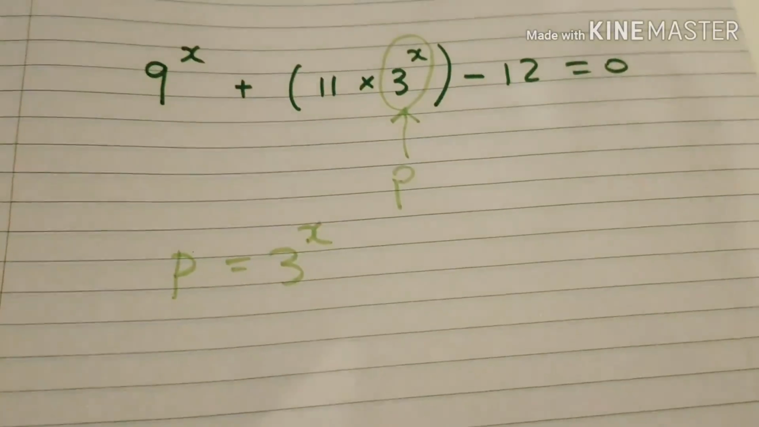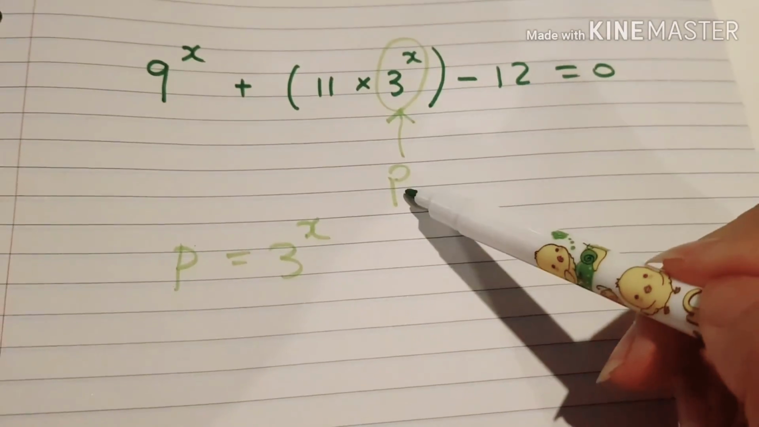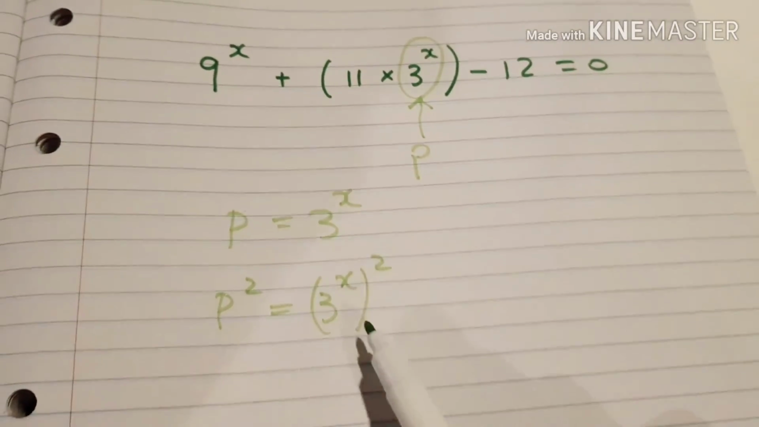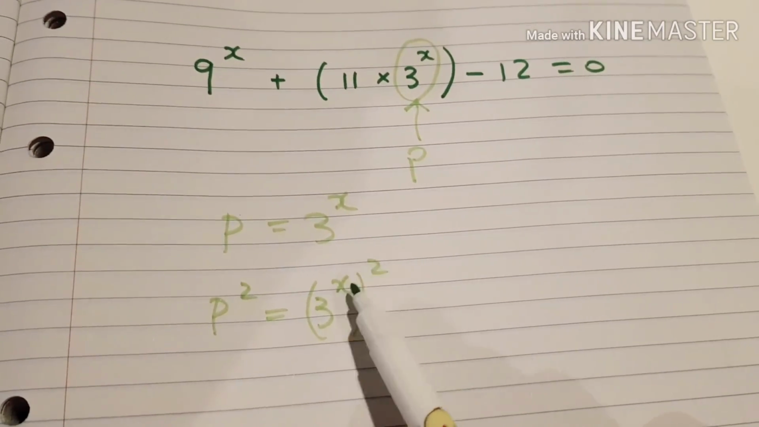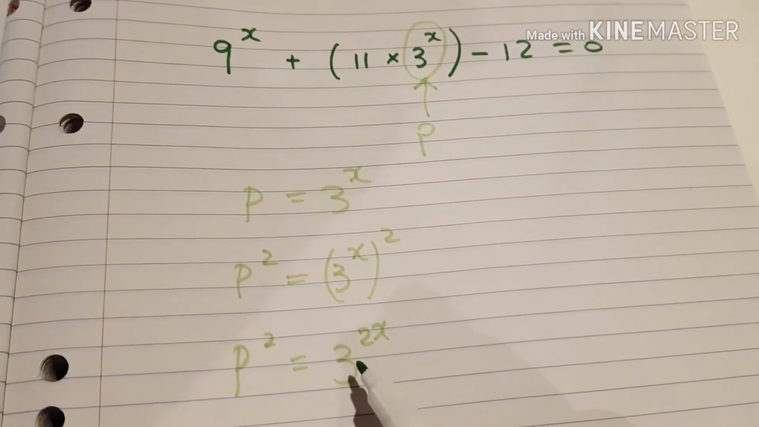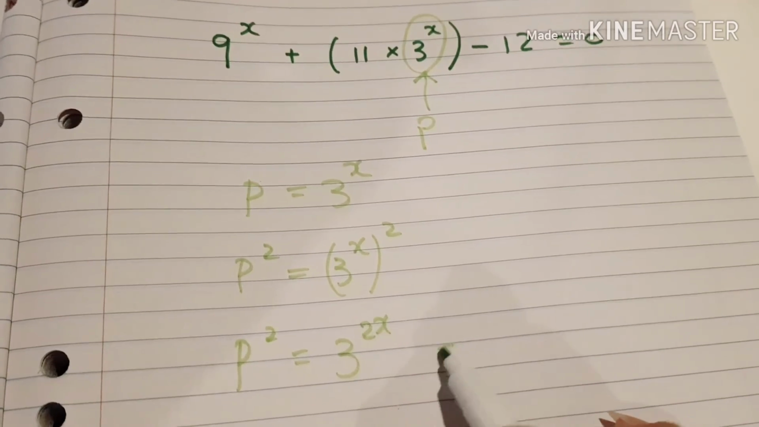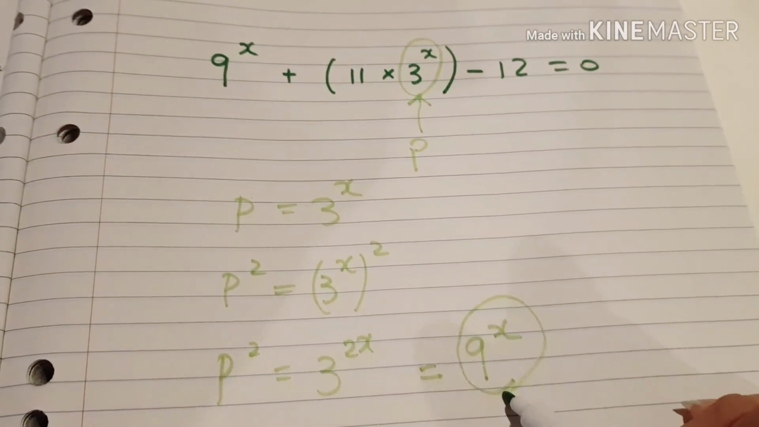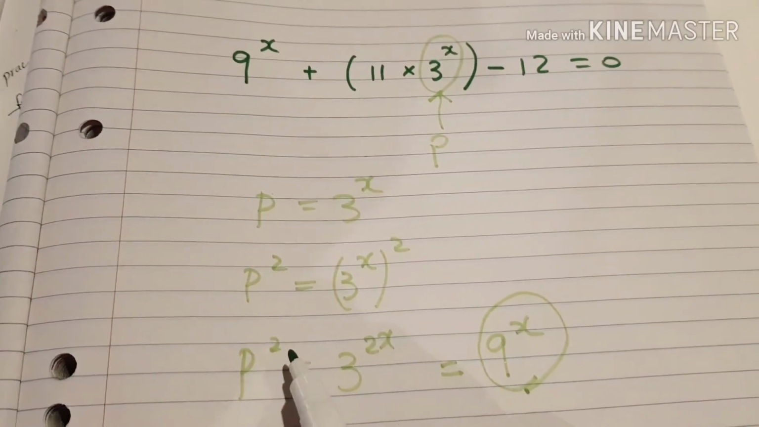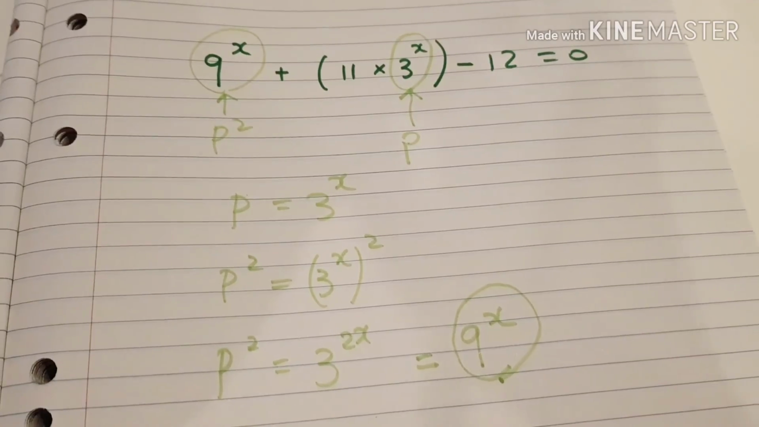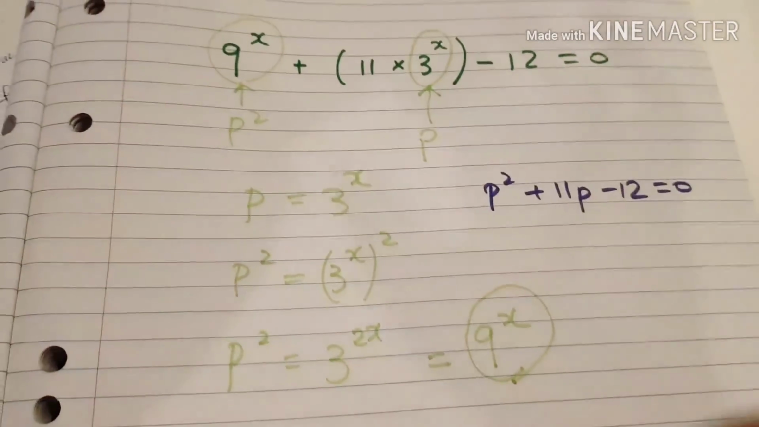Let's see. I let 3x as P. Let's test it. What's P squared? Just do the algebra. Powers of power, I'm going to multiply these two, like this. What's 3 to the power of 2? Which is 9x. So that one is P squared. So I can replace this one with P squared. So now it's very simple.